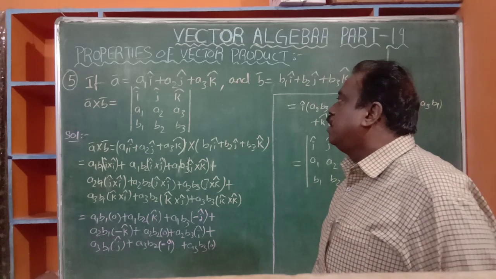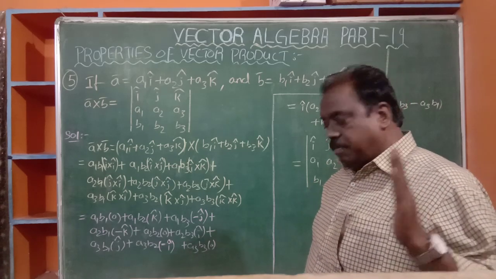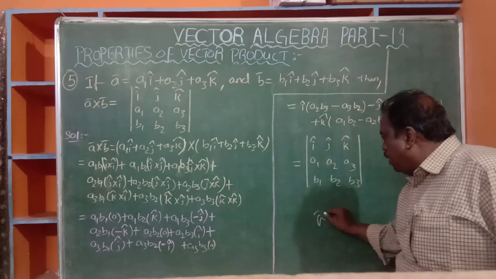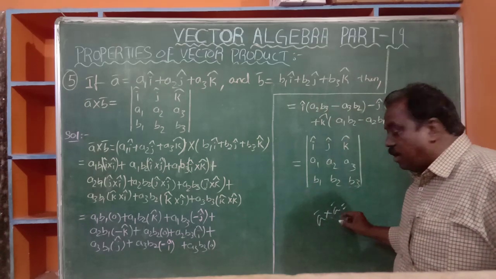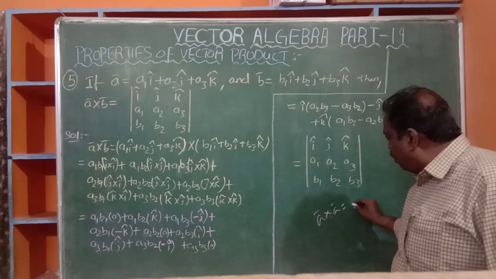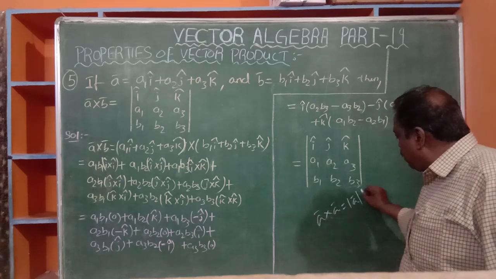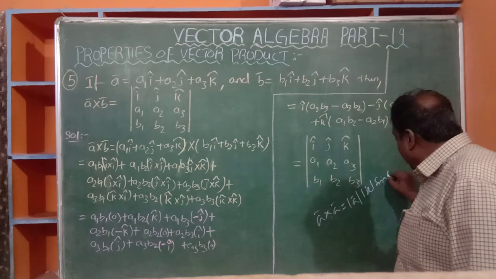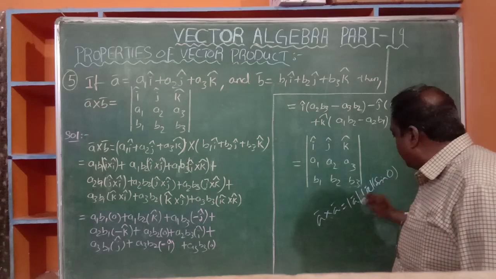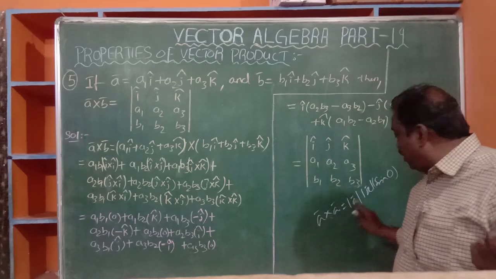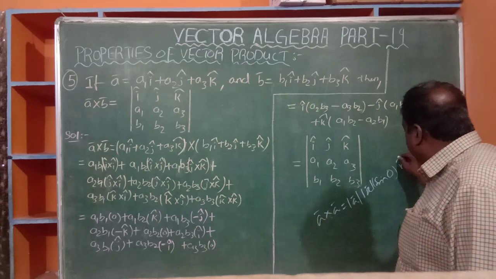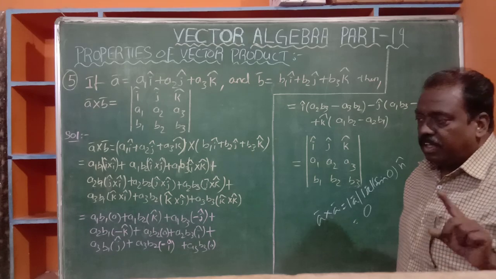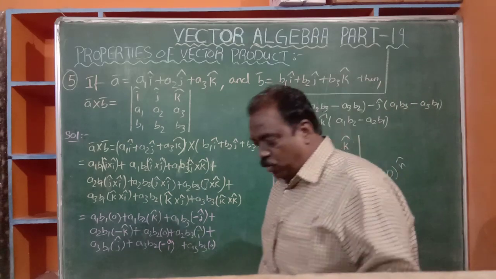Now for the properties: A bar cross A bar is 0. Why? A bar cross A bar means mod A bar, again mod A bar, sin theta, here sin 0 degrees. Because a vector with itself makes an angle of 0, into some n cap, the direction. So sin 0 is 0, and 0 into anything is 0. So the cross product of a vector with itself is 0.